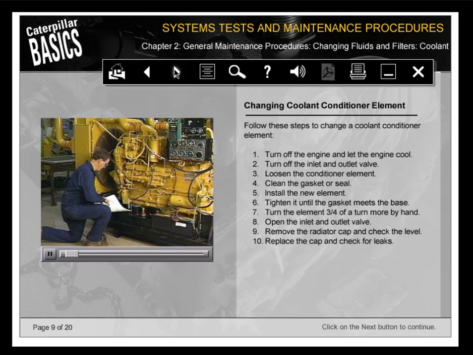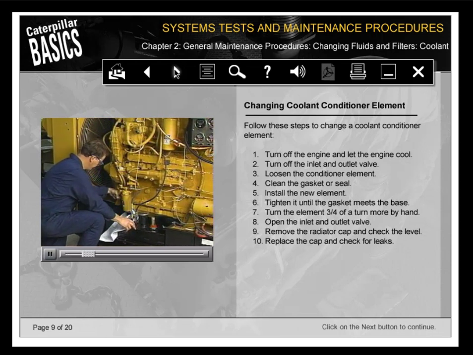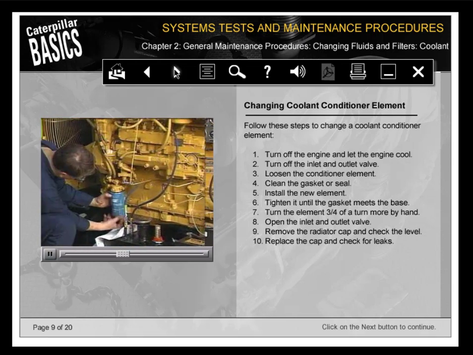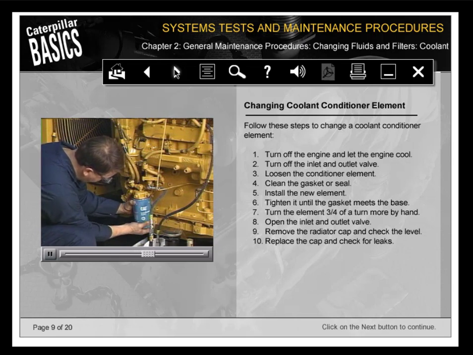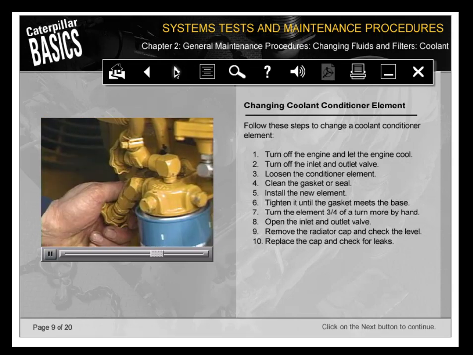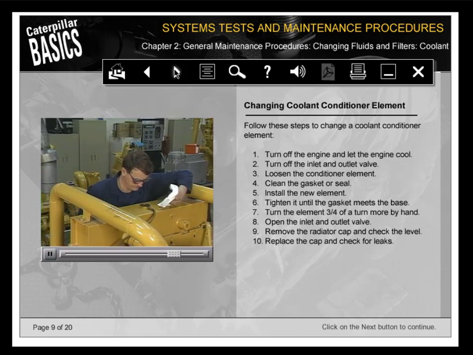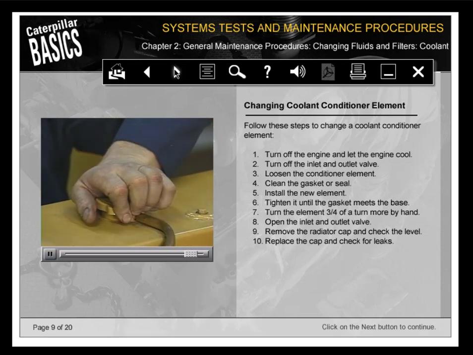To change the coolant conditioner element, turn off the engine and let the engine cool. Turn off the inlet and outlet valve and loosen the conditioner element. Clean the gasket or seal and install the new element. Tighten it until the gasket meets the base, then turn it 3/4 of a turn more by hand. Open the inlet and outlet valve. Remove the radiator cap and check the level. Replace the cap and check for leaks.